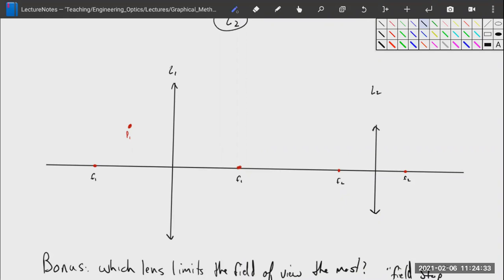And now we have a point source. And what's interesting about this point source is that it is inside of F1. Everything we've dealt with so far has had the point source out here, P1, on the far side of F1 from our lens. And now we're inside of it. And we're going to see how that affects things.